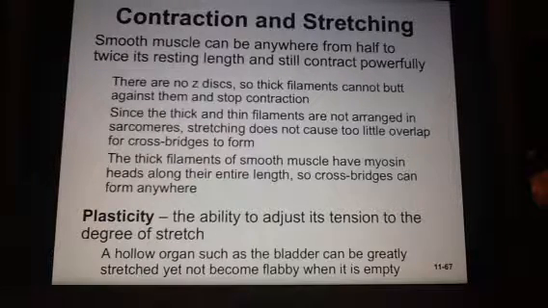And then smooth muscle also has a level of plasticity. It's able to adjust the tension to the degree of stretch. Now we skipped over a lot about tension, and again, that's just because I think that you're going to pick up with this in AMP2, judging by the way that Dr. Lynn had this whole thing set up. So I'm going to leave it for AMP2.